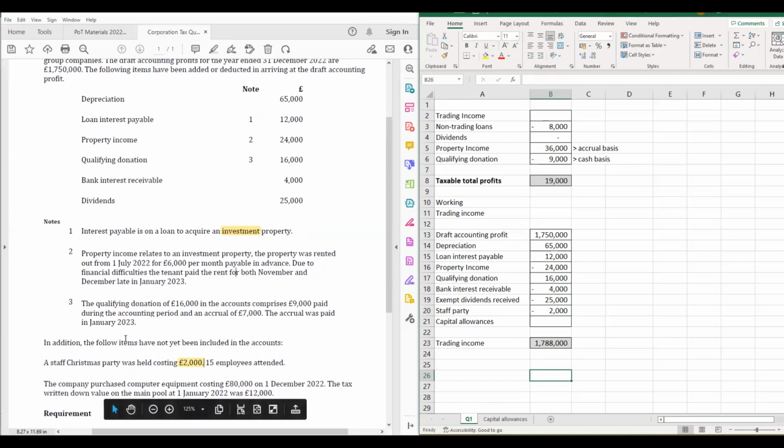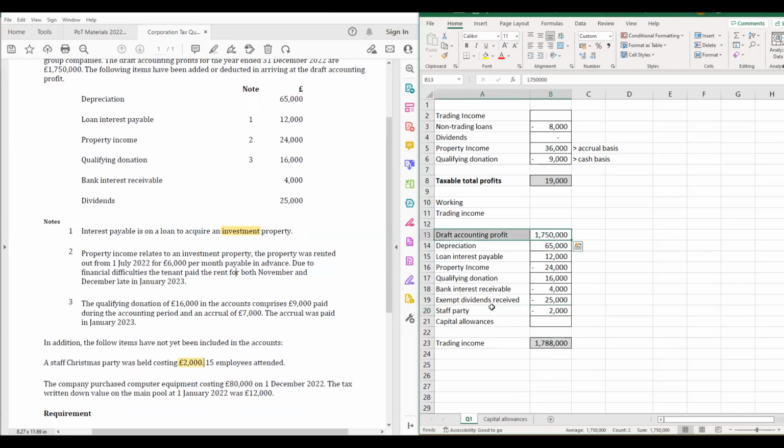And again, remember the underlying accounting treatment of this was it's not yet been included. We've deemed it to be an allowable cost. So therefore we're going to have it as a reduction against our accounting profits because there's been no adjustment or account of it in arriving at this draft accounting profit.